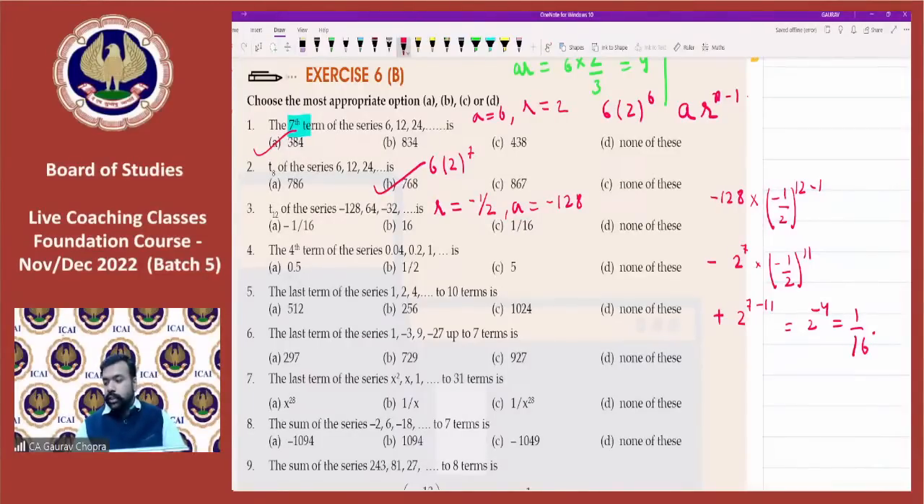It will be 1 by 16, option number C, because minus and minus will become plus. We have to be careful with sign. This is the first negative and here is the second negative. So negative and negative will become positive. So the answer will be option number C, that is positive 1 by 16. Okay.